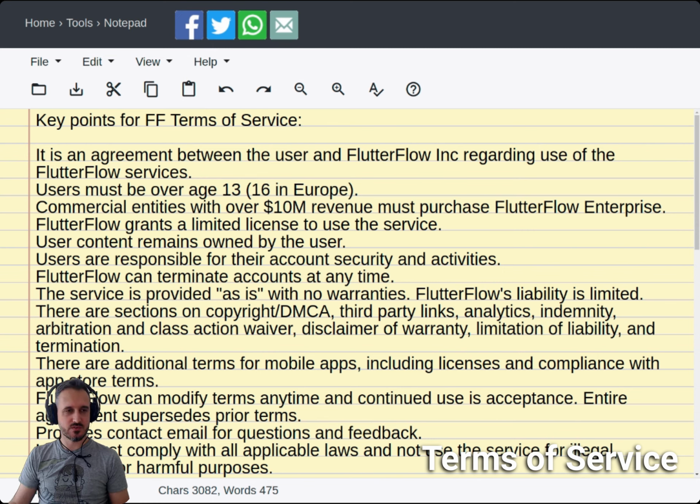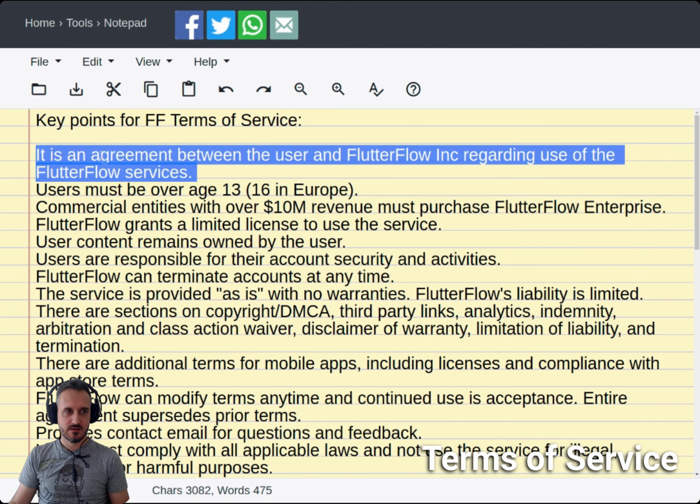Those are the key points for the terms and conditions that I made. Of course, the first one is that this is an agreement between the users and the FlutterFlow company, regarding the use of the FlutterFlow services. And of course, if you're not a user of FlutterFlow, 90% of the terms and conditions will not apply to you, which is normal. This only applies to users who are registered and using the services that FlutterFlow is providing you.